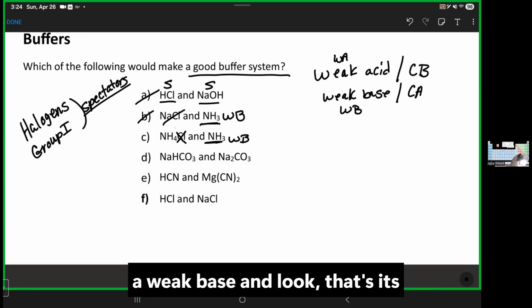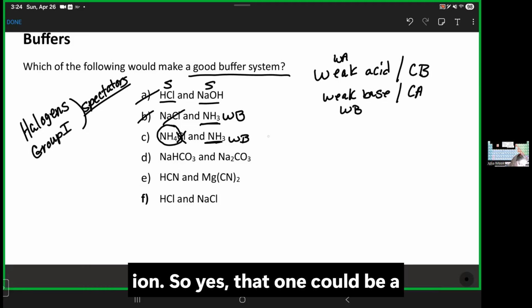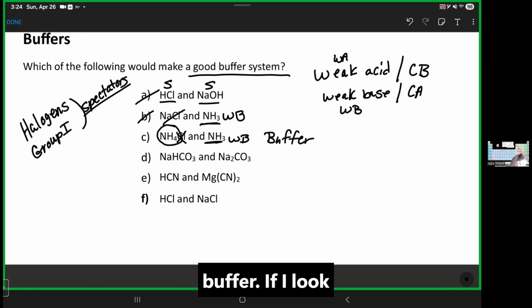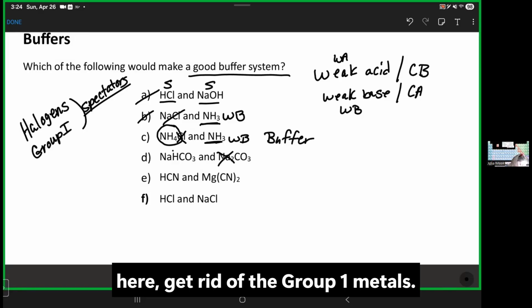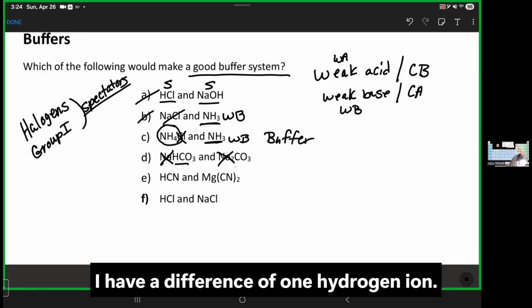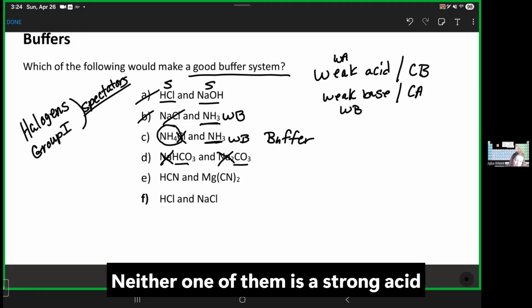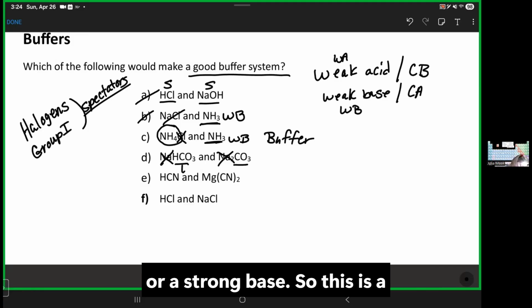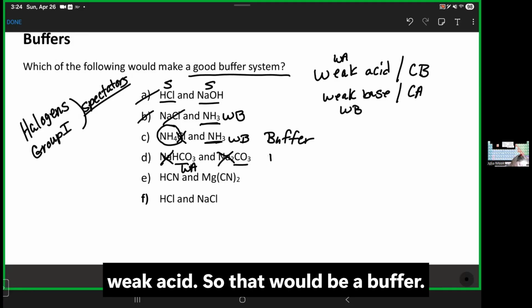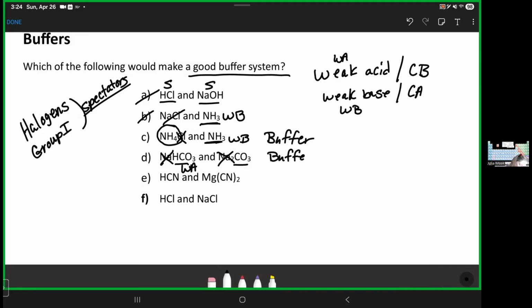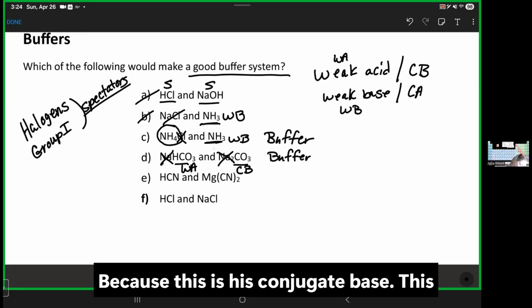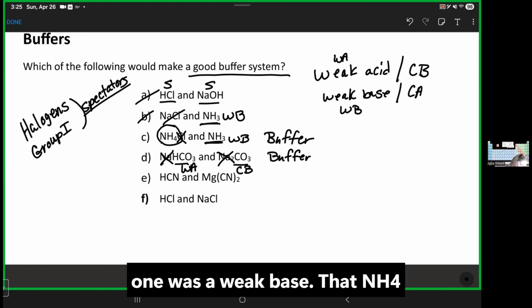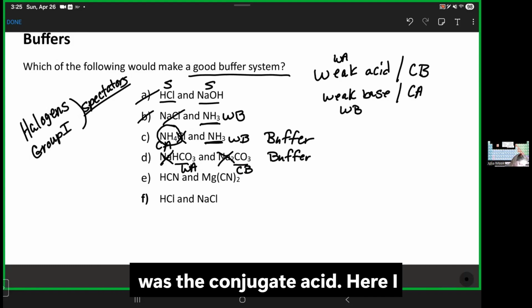So here, I have a weak base. And look, that's its conjugate acid. It has one more hydrogen ion. So yes, that one could be a buffer. If I look here, get rid of the group 1 metals. I have a difference of one hydrogen ion. Neither one of them is a strong acid or a strong base. So this is a weak acid. So that would be a buffer because this is its conjugate base. This one was a weak base. That NH4 was the conjugate acid.